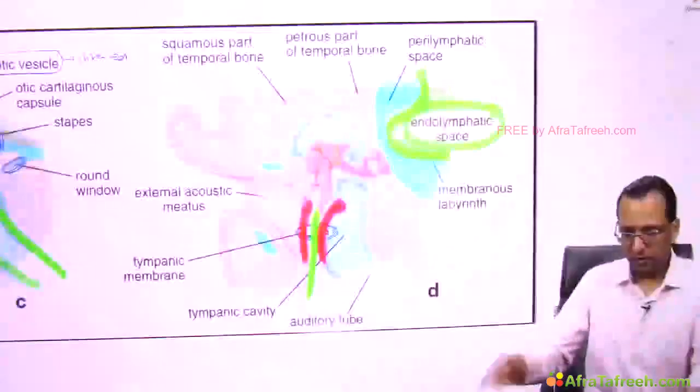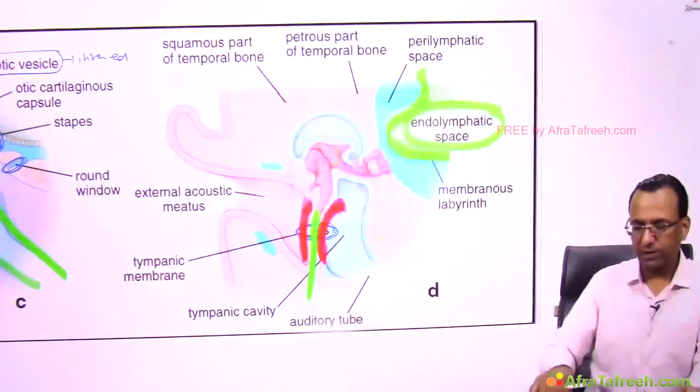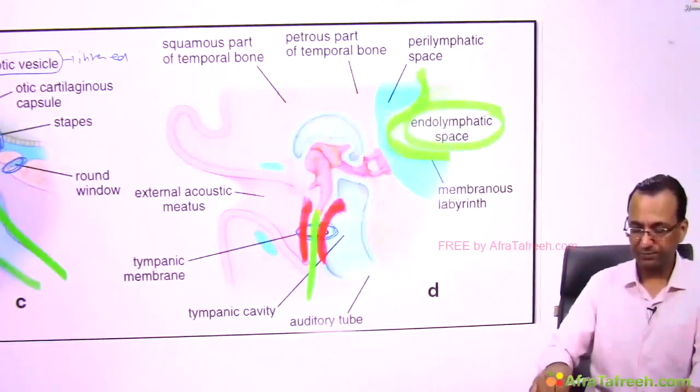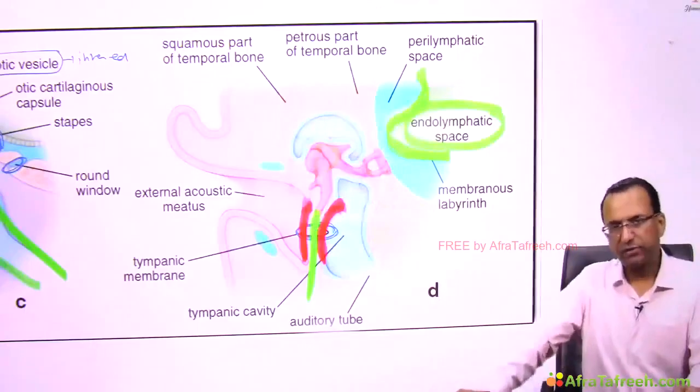Then this is the middle ear cavity. It is adult size at birth, and the malleus and stapes are adult size at birth.